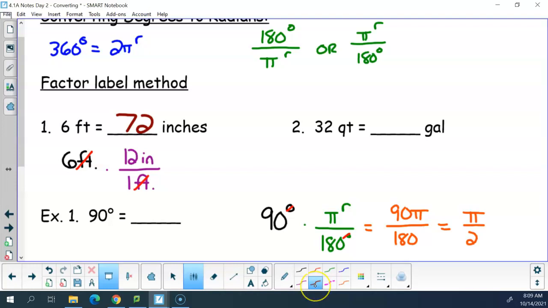So 90 degrees is pi over 2 radians. If I go way over here by my good friend Lindsay, 90 degrees on the unit circle is right here, which is also pi over 2. So that's how we got it.